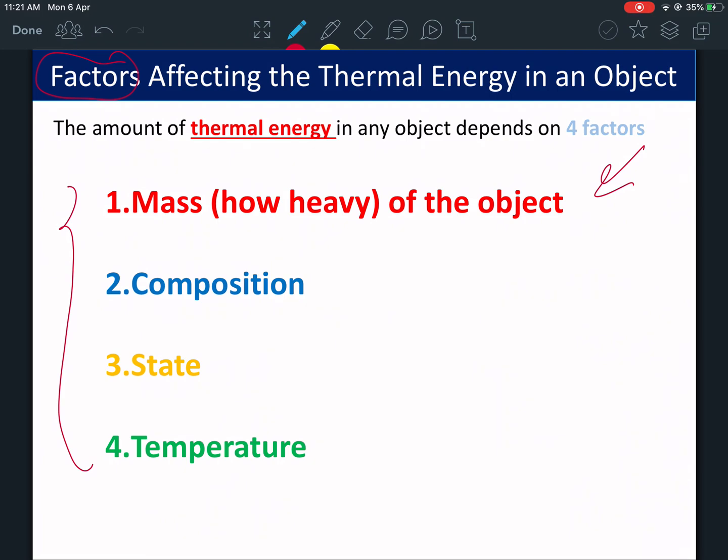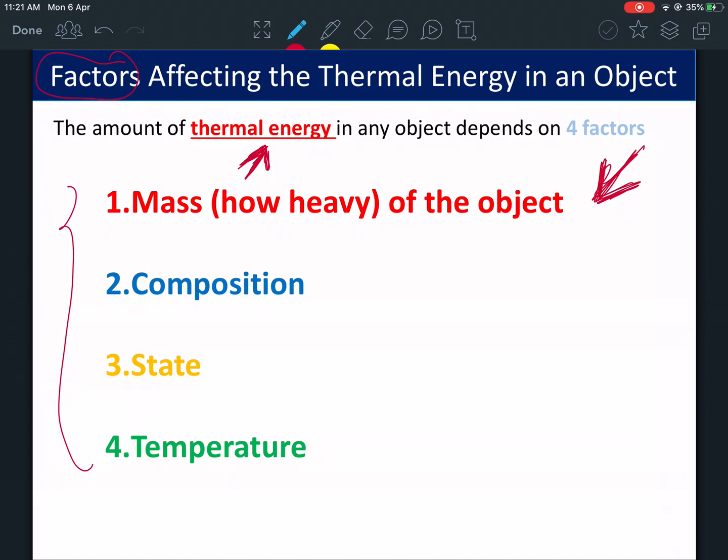So the four factors that affect thermal energy, meaning what are the things that affect thermal energy. This is what I mean by four factors that affect the thermal energy. It means what affects it, what are the things that make thermal energy change. Okay, so what are these factors?